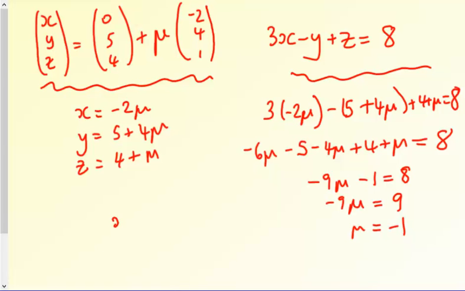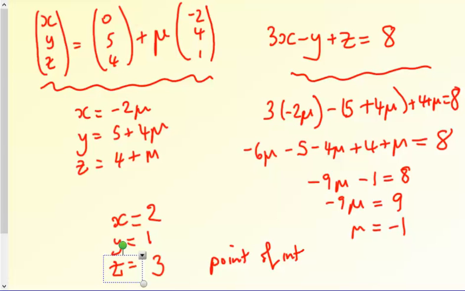So we know that the x coordinate is minus 2 mu, so that's -2. We know that the y coordinate is 5 plus 4 mu, so that is 9. And we know that the z coordinate is 4 plus mu, so that's 5. So there's a point of intersection at (2, 1, 3). And that's how we consider the intersection of a line and a plane.